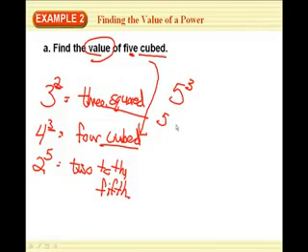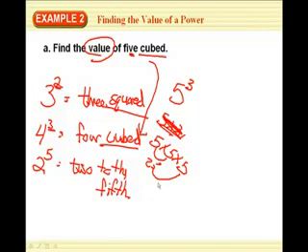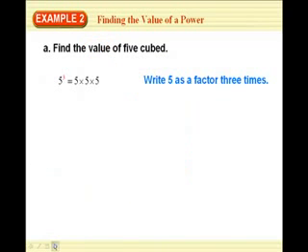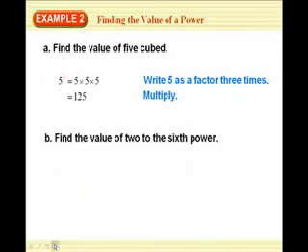The 5 is repeated 3 times. 5 times 5 times 5. 5 times 5 is 25. 25 times 5, and I always think 5 quarters because I'm pretty good with money. $1.25, so 125. Well, let's see how they did it. 5 to the third, 5 times 5 times 5, and then we get 125. So that worked out good.